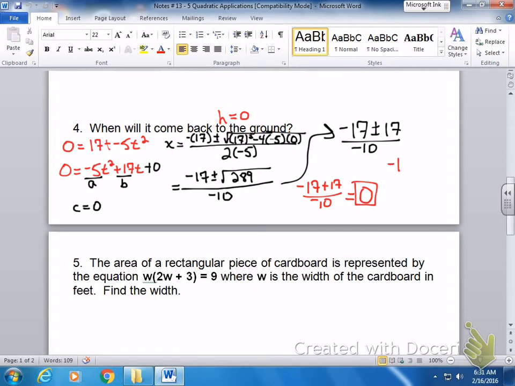The other problem is negative 17 minus 17 divided by negative 10. Negative 17 minus 17 is negative 34, divided by negative 10, gives me the answer 3.4 seconds.